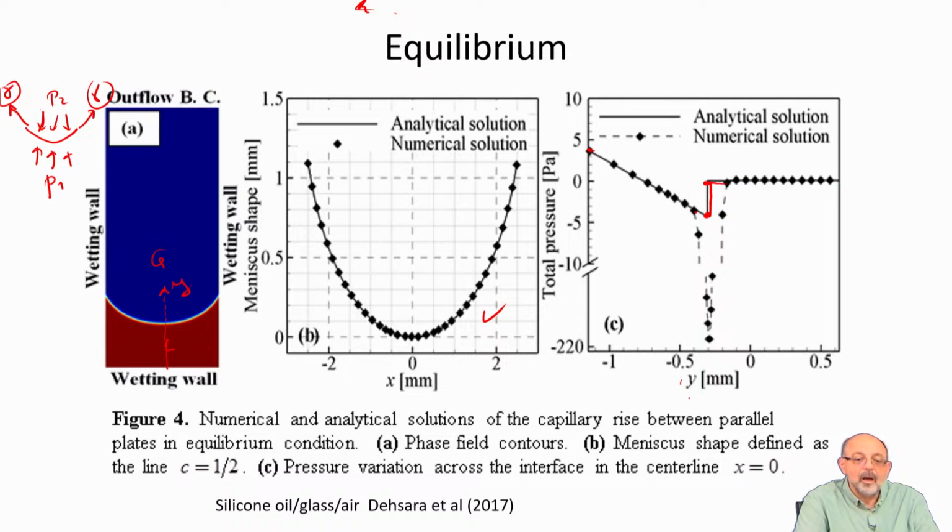Note that this graph is interrupted here because this is minus 220, right? So the integral of this will give you surface tension. And then at the end of this thin interface region, we come back up to what should be in gas. So given the assumptions, our phase field model seems to be working perfectly, at least for equilibrium.